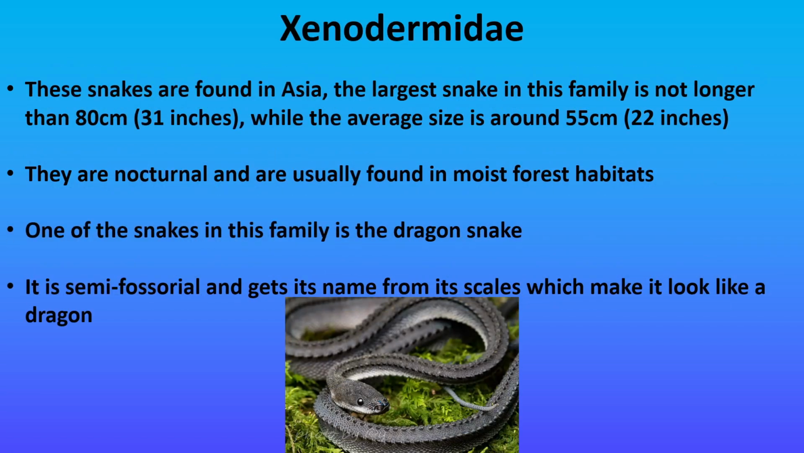Next are the Xenodermidae, and these snakes are found in Asia. The largest snake in this family is not longer than 80 centimeters, that's 31 inches, while the average size is around 55 centimeters, that's 22 inches. They are nocturnal and are usually found in moist forest habitats. One of the snakes in this family is the dragon snake, which is the snake at the bottom. It is semi-fossorial and gets its name from its scales, which make it look like a dragon. I mean, look at that. That is an unbelievable snake.